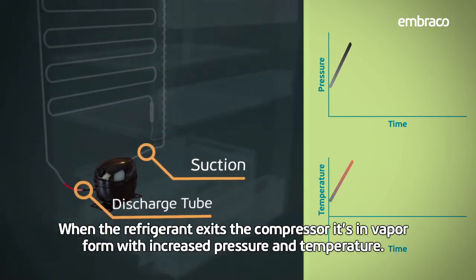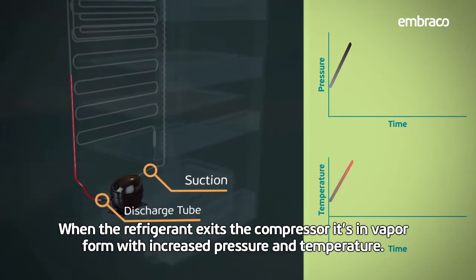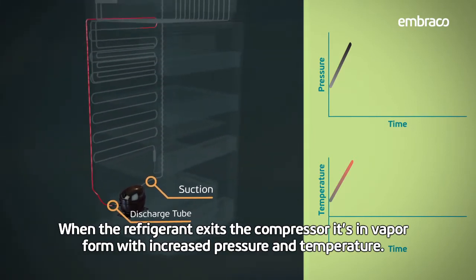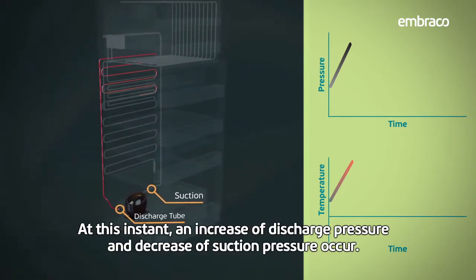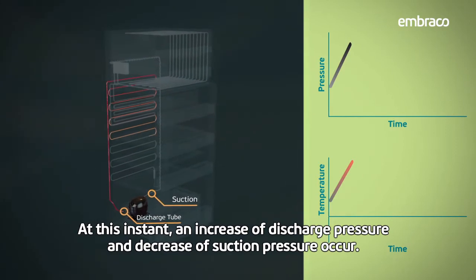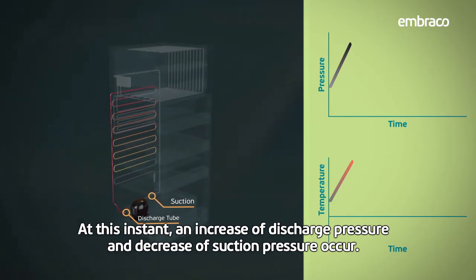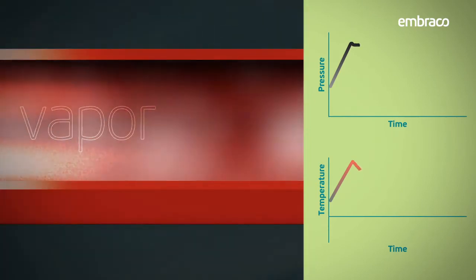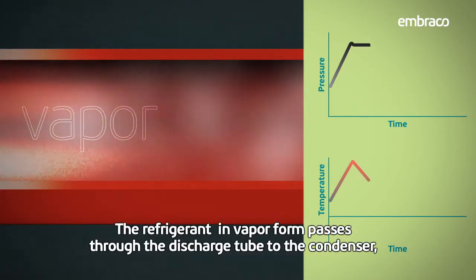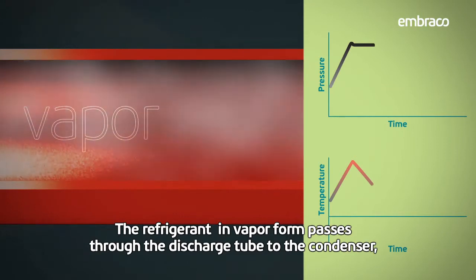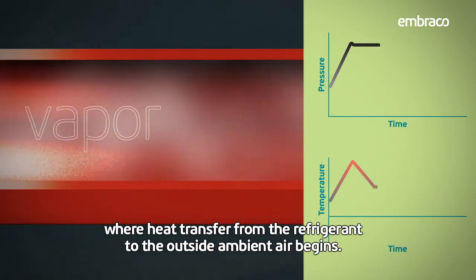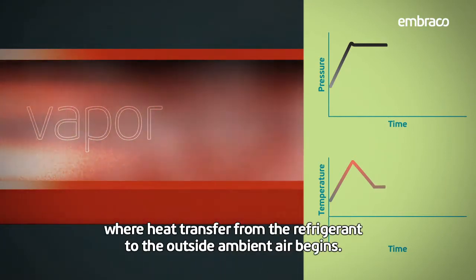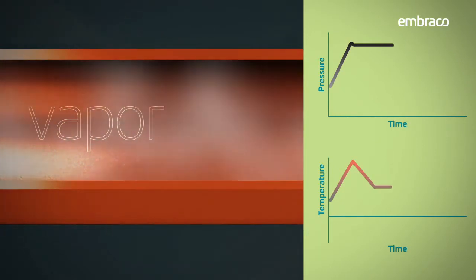When the refrigerant exits the compressor, it's in vapor form with increased pressure and temperature. At that instant, an increase of discharge pressure and decrease of suction pressure occur. The refrigerant in vapor form passes through the discharge tube to the condenser, where heat transfer from the refrigerant to the outside ambient air begins.